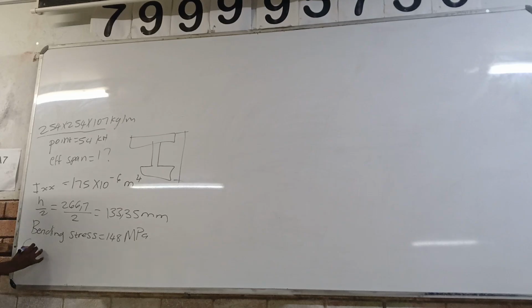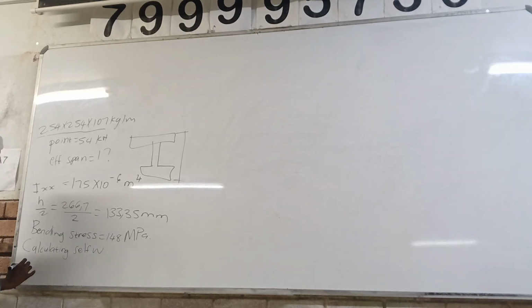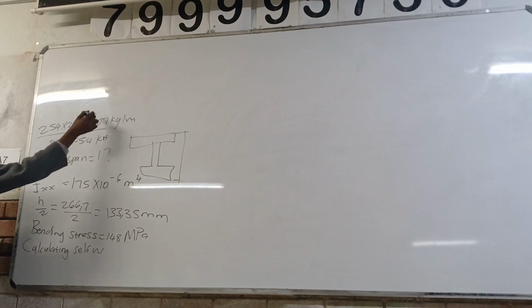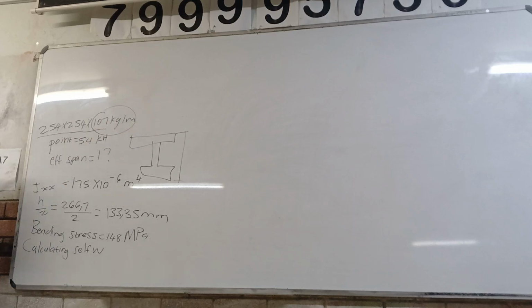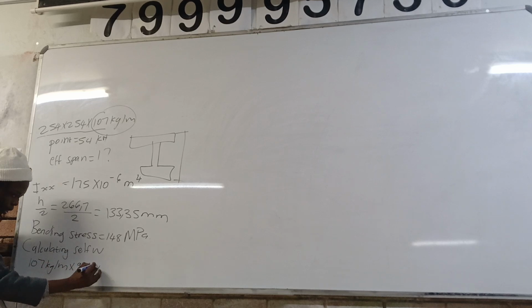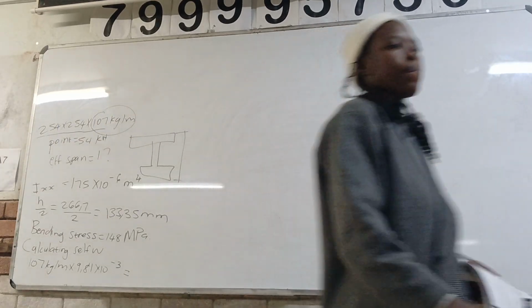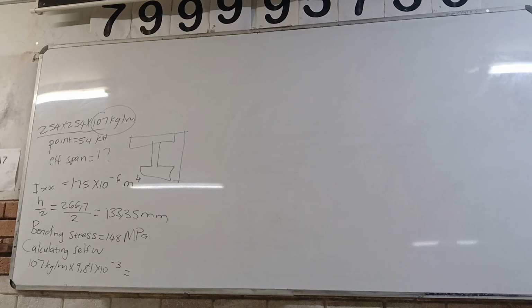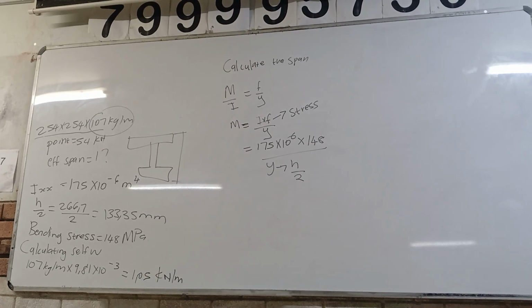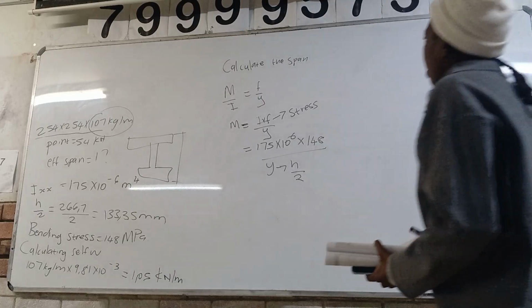So we need to calculate the self-weight of the beam. You take this number that is in kilograms per meter and multiply with the gravitational acceleration. So it's 107 kilograms per meter multiplied by 9,81 times 10 to the power negative 3. What is our answer? After calculating the self-weight, we calculate the span.